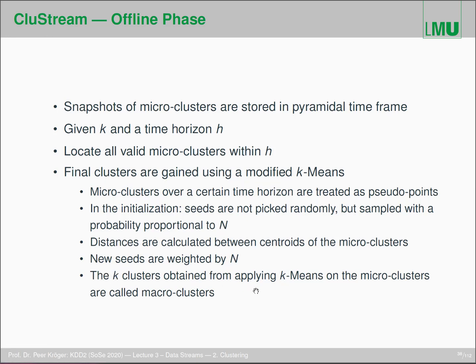The k clusters obtained from applying k-means on those representatives of the microclusters are then called macroclusters, because in the online phase you maintain a micro view, and in the offline phase you create a macro view from the micro view, so to say. So that is the basic idea and the basic way of working of CluStream.